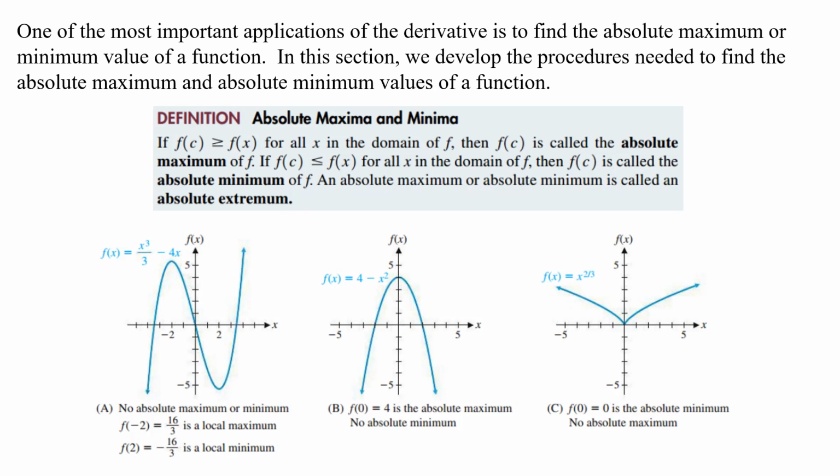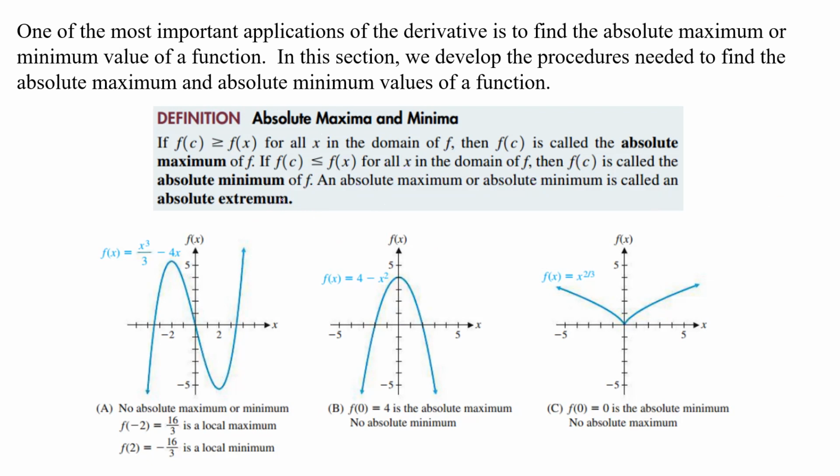So by definition, absolute maxima and minima. If we have some c, and f of c is greater than or equal to f of x for all x in the domain of f, then f of c is called the absolute max of f. Now, if we have some c and f of c is less than or equal to all f of x for all x in the domain of f, then f of c is called the absolute minimum of f. An absolute minimum or maximum is called an absolute extremum.